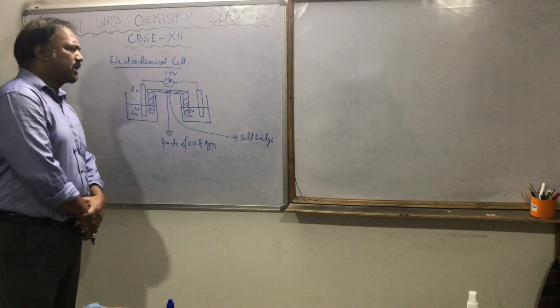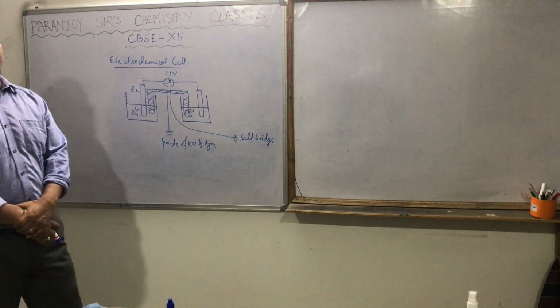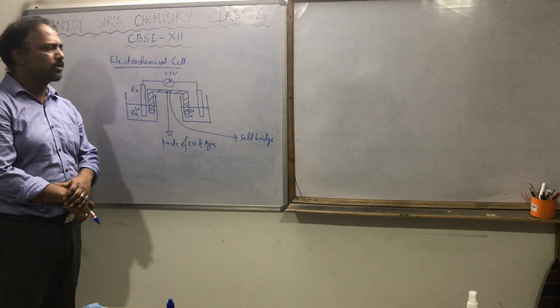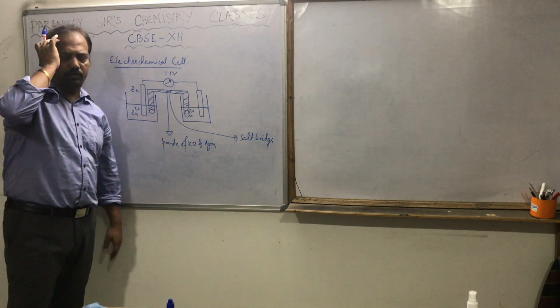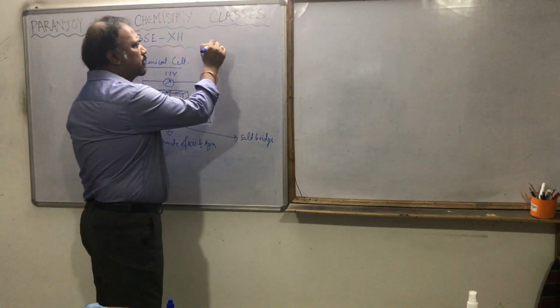Now suppose if I ask you what is anode, I know I will get two types of answers. Some of you will say positively charged electrode, some of you will say negatively charged electrode, same over cathode also. So please forget about those concepts. Now anode is the electrode.